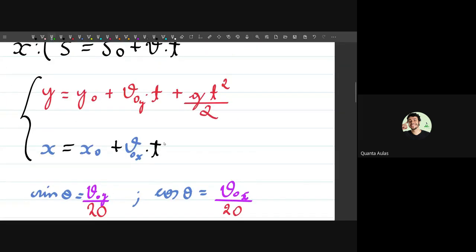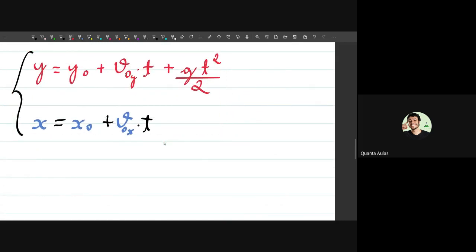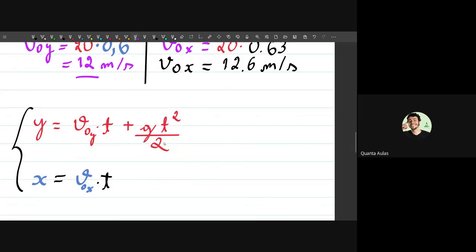Y0 and X0 is the initial position. It's normal to put this equal to 0, okay? It's not always, but in most situations, this value is 0. Okay, I will copy this and put it here again, and I will erase this and this because it's 0, right? I will erase these two, and I will change the values. This is 12.6. The gravity is 10 meters per second squared.